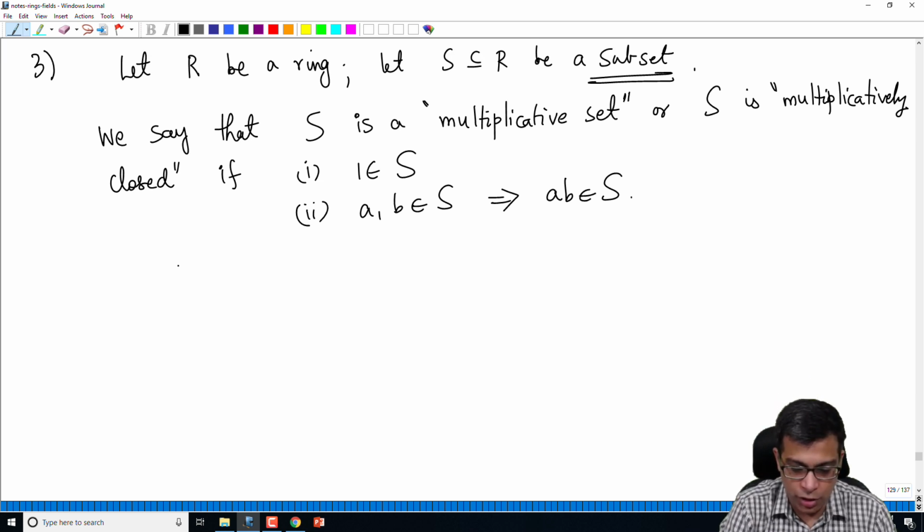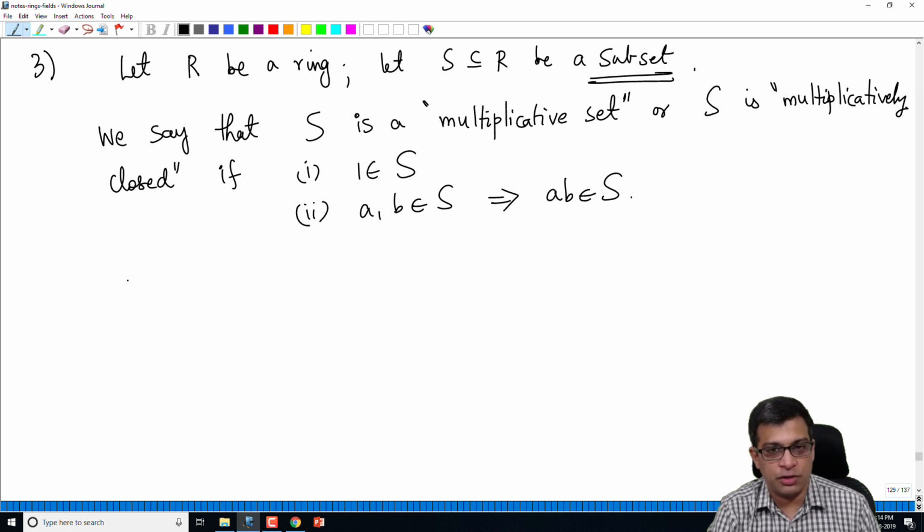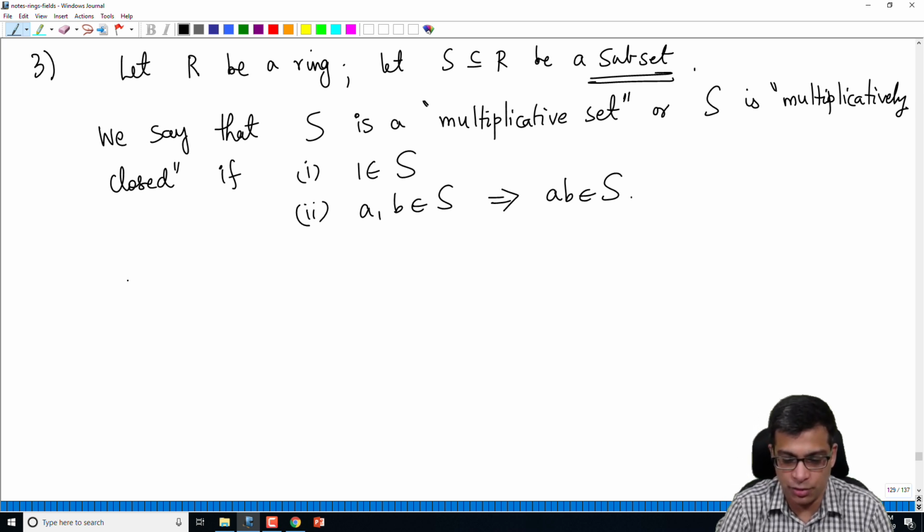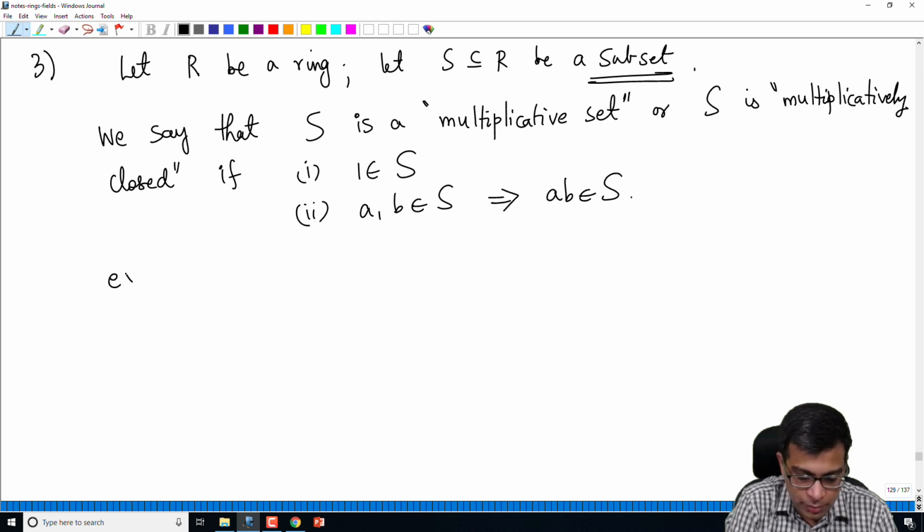So immediately you know that, for example, if it's an ideal, it has to be the unit ideal, because 1 is there. If S is also an ideal, then it must be equal to R. So most of the time these are not ideals, or any kind of closure under addition will not be there. So, some quick examples for you.